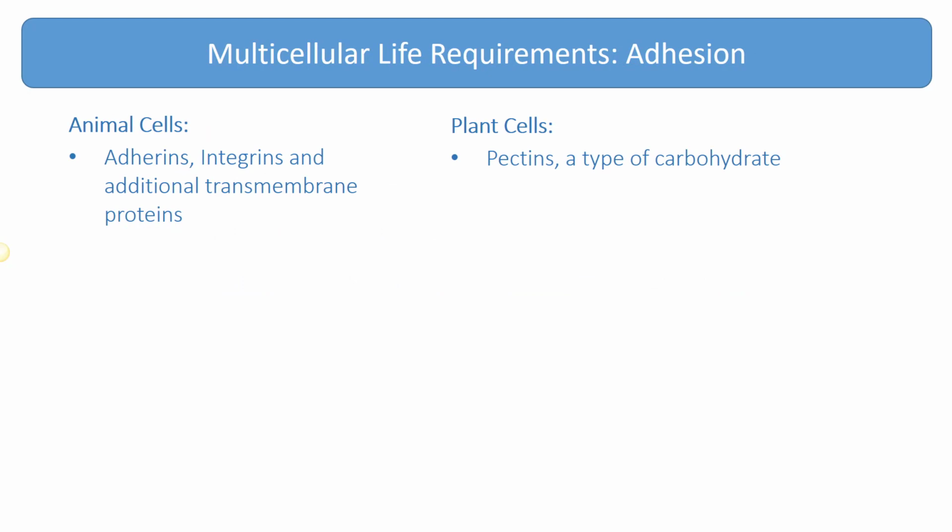Complex multicellularity requires adhesion between cells. In animals, cadherins, integrins, and some additional transmembrane proteins, that is, proteins that cross the cell membrane, provide the molecular mechanisms for adhesion. In plants, the adhesion molecules are carbohydrates called pectins. Pectins are the molecules that make fruit jelly gel. So what evidence do we have about the possible evolution of cellular adhesion?